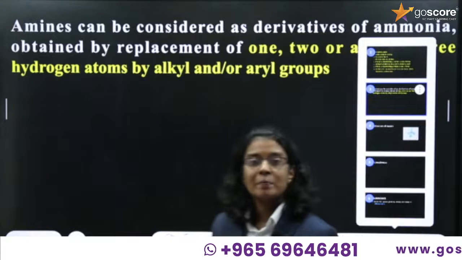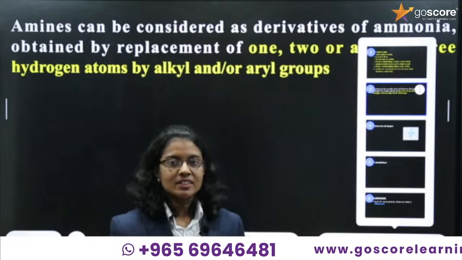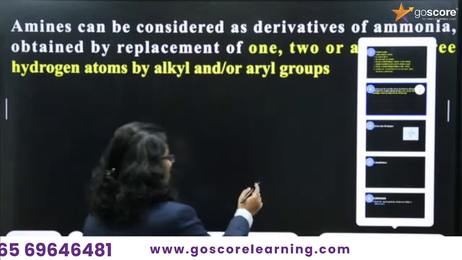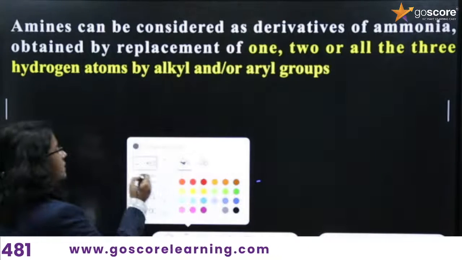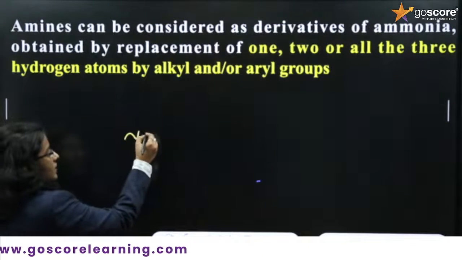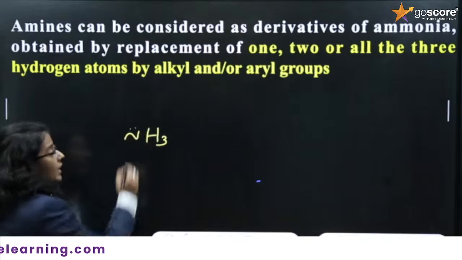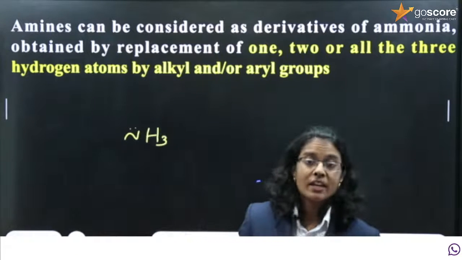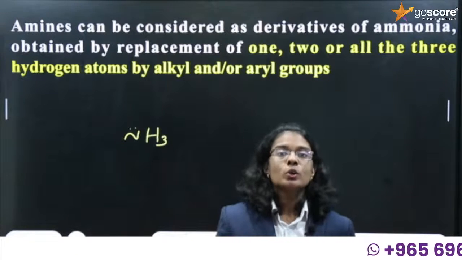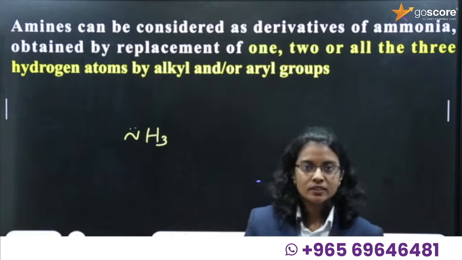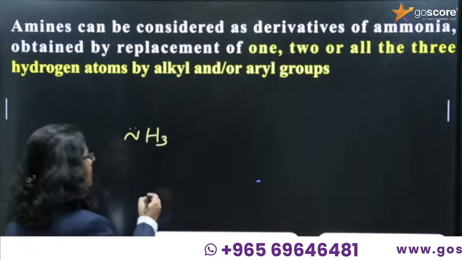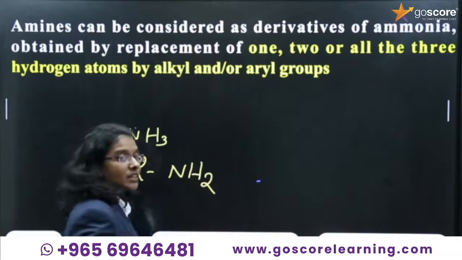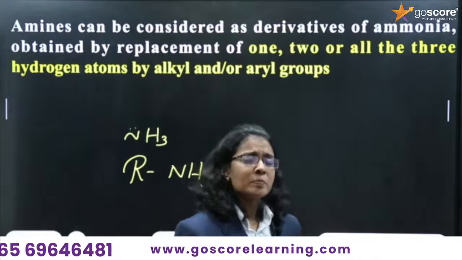Tell me, what is amine? Amines are derivatives of ammonia. That means you know the structure of amine, is it? What is ammonia? That is NH3. By the replacement of a hydrogen atom by an alkyl or aryl group, you will get amine. That is RNH2. This is amine.